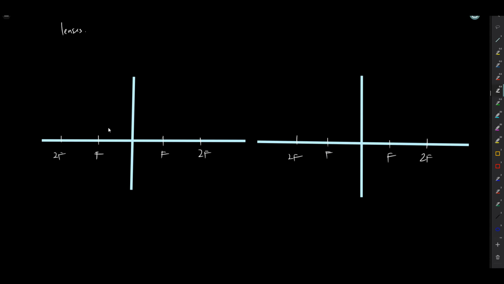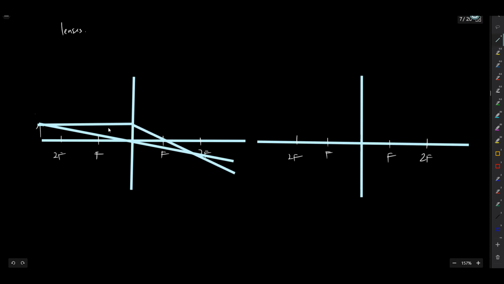By the way, if I have an object here, that means my object is between 2F and infinity. Now to draw the ray, I just need to do this, right? And then I have my next line, which is go straight, and then I cut F. Then the intersection will be where my image is. So this is my image. I can draw it in solid line because this is a real image.